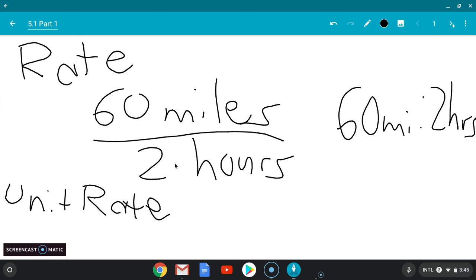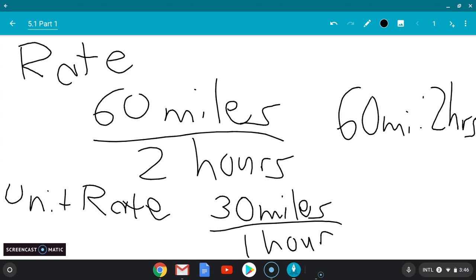So if we went 60 miles in 2 hours, our unit rate would be 30 miles in 1 hour, or better known as 30 miles per hour. I'm sure you guys have heard that term before. How did we get from here to here? Well, we knew we had to make this bottom number 1. So 2 divided by 2 is 1, and 60 divided by 2 is 30.